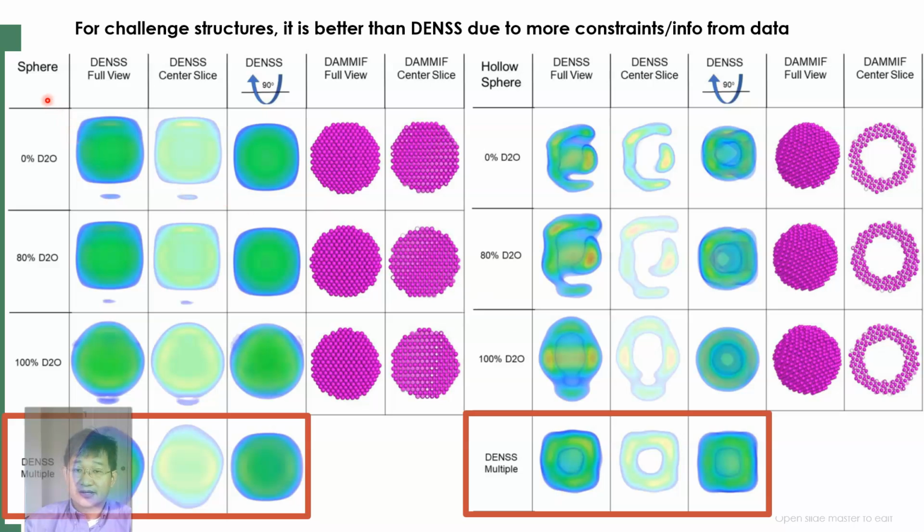So here are some details from the sphere and hollow sphere results, compared to the single DENSS. You can see the DENSS multiple results look rounder and more uniform than single DENSS. And for the hollow sphere, the result is more enclosed than single DENSS, without the artifact of broken enclosure. And given the resolution limit of SANS, I think somewhat sharp angles in the structure are acceptable.